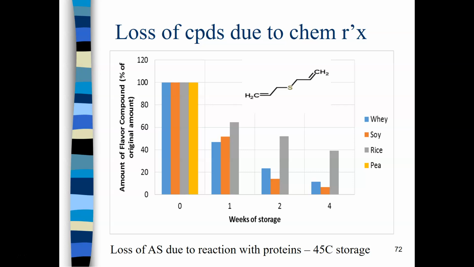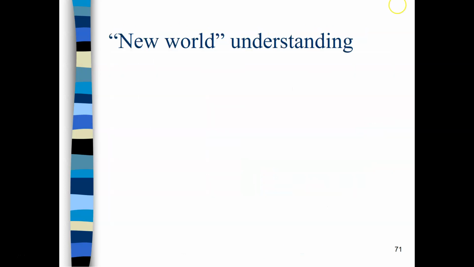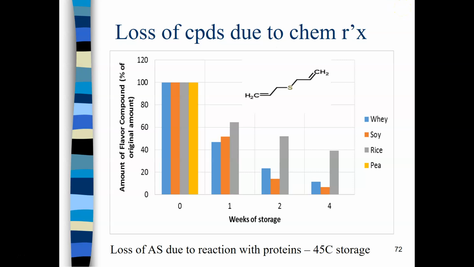What she did is she made different high-protein bars using whey, soy, rice, or pea protein, adding flavor compounds to it during the making process. Immediately when made, she took a sample and analyzed it for flavor compound in each of the 4 different bars, and that's time 0. Then 1 week of storage. What's happened to the flavor?